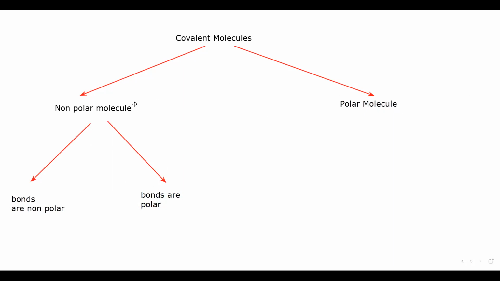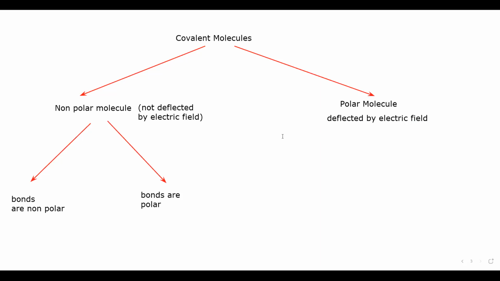A non-polar molecule does not have any resultant charge, so it is not deflected by an electric field. Whereas a polar molecule, when we pass it through an electric field, is deflected by the electric field. That's the main difference between a polar molecule and a non-polar one. So a simple covalent molecule can be classified as polar or non-polar.